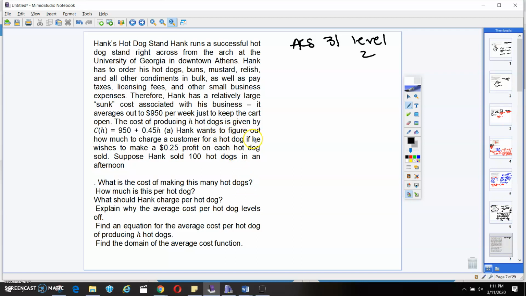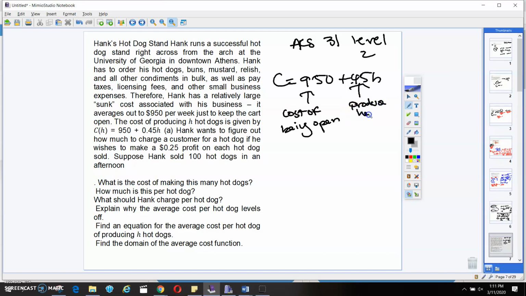Okay, so let's answer the first question. You've got this equation, right? Let's break down what these two numbers actually mean. What is this 950 coming from? The cost per week. The cost of being open, right? Then what does this 45 cents mean? The cost to produce a hot dog, right? All right, and he's wanting to make a 25 cent profit on each hot dog.